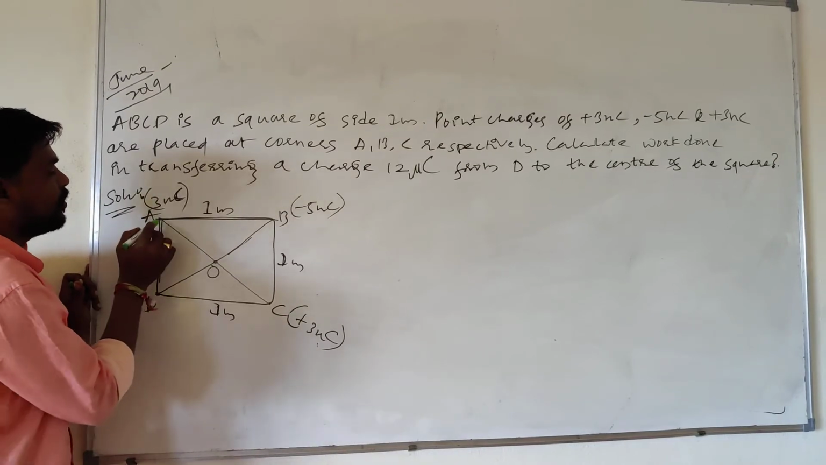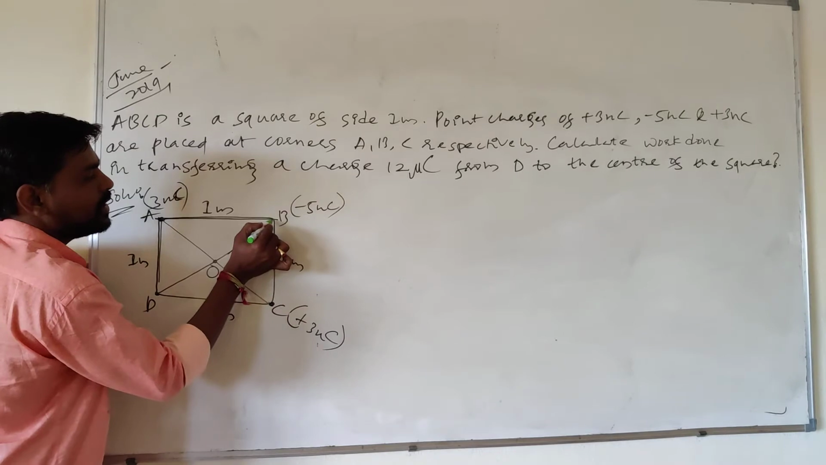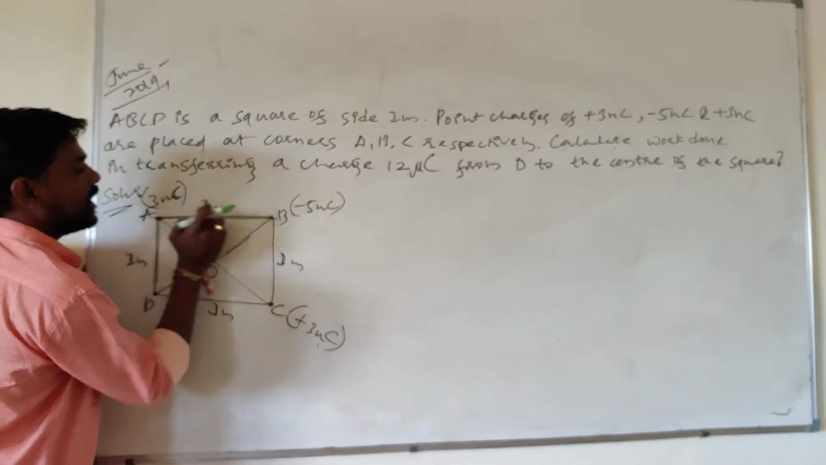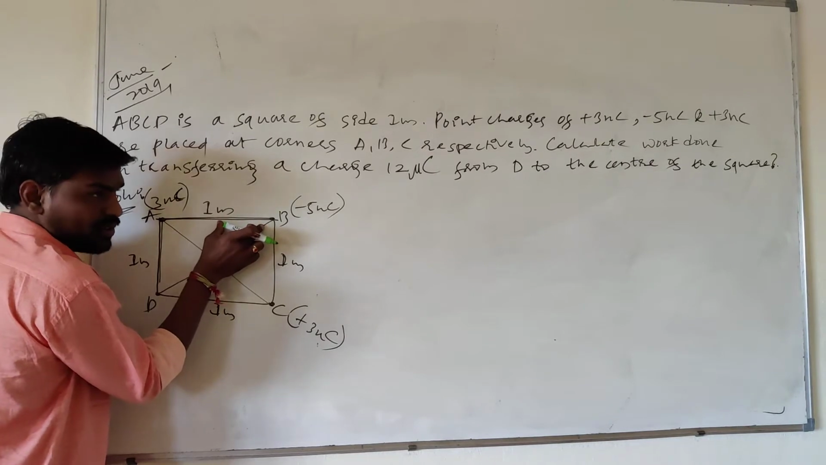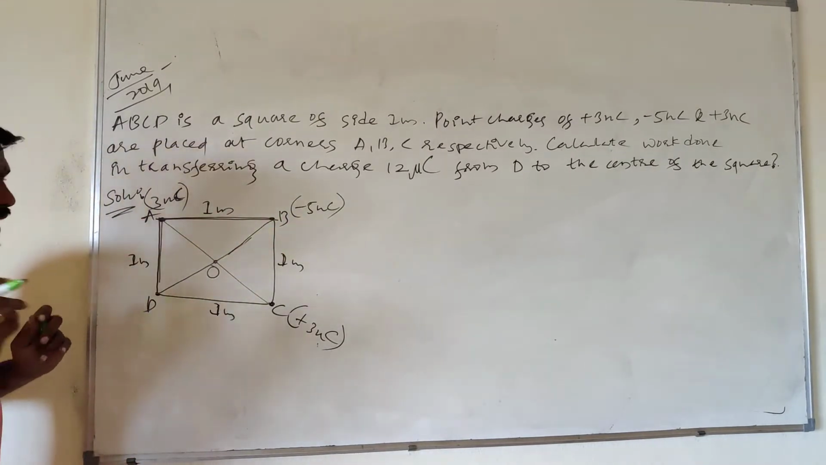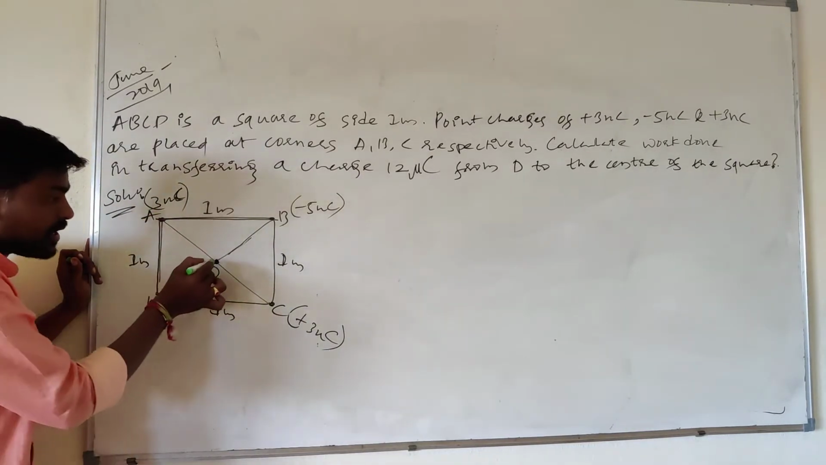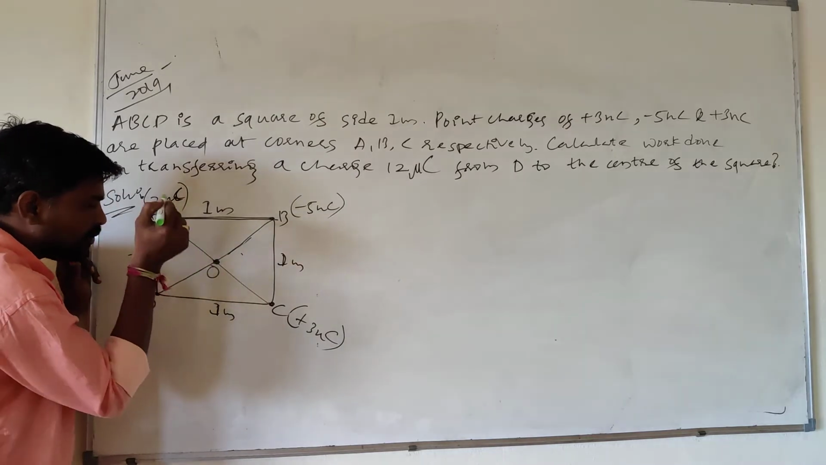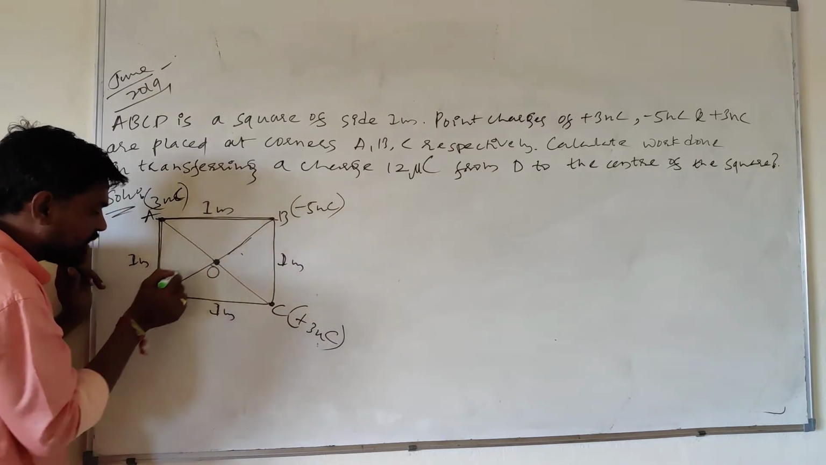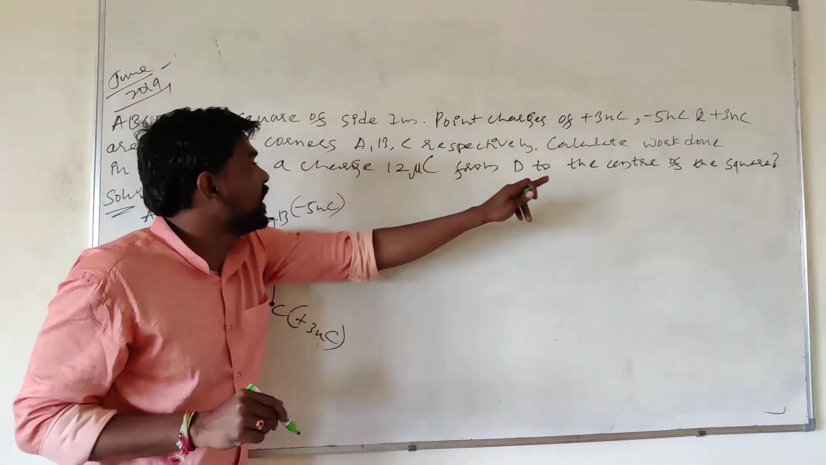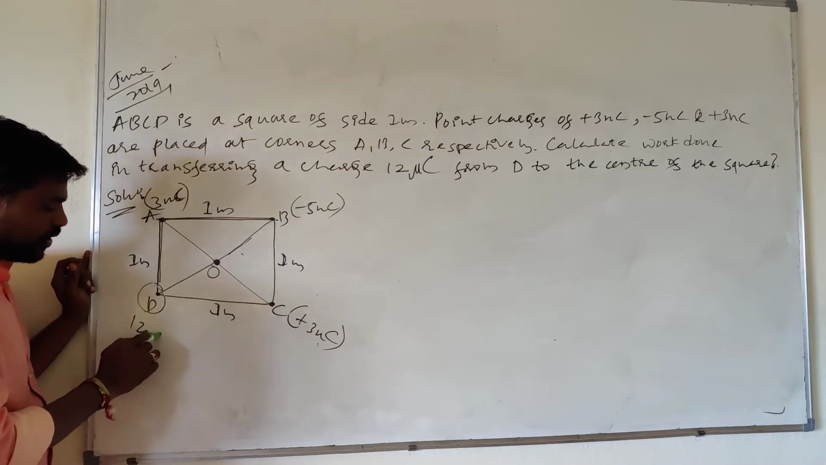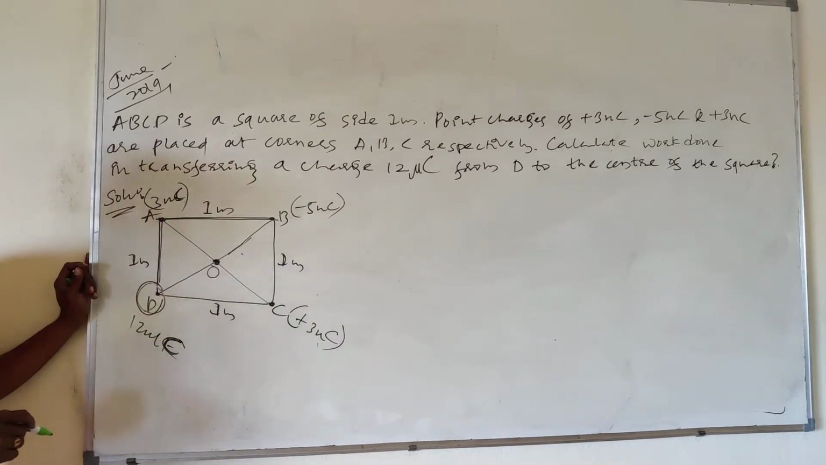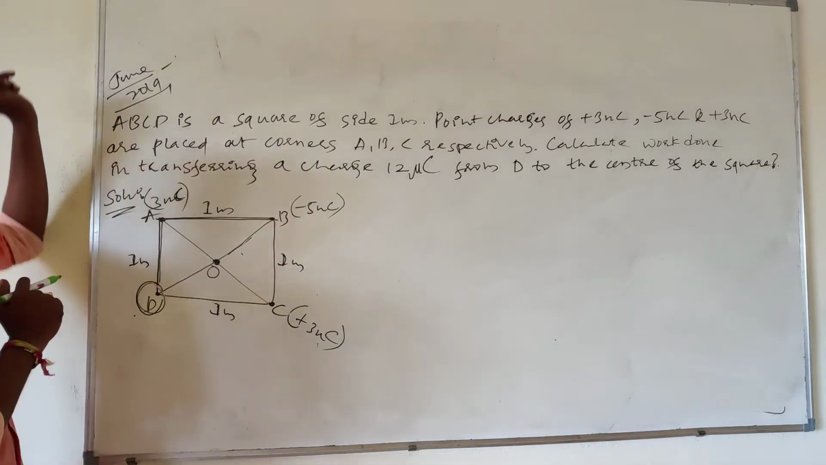So can we find the distance from these vertices, making a right angle triangle? For each point charge we need the distance to the center. We consider the potential at the center E and at point D, where the charge is transferred, and find the work done in transferring the 12 microcoulomb charge from D to the center of the square.